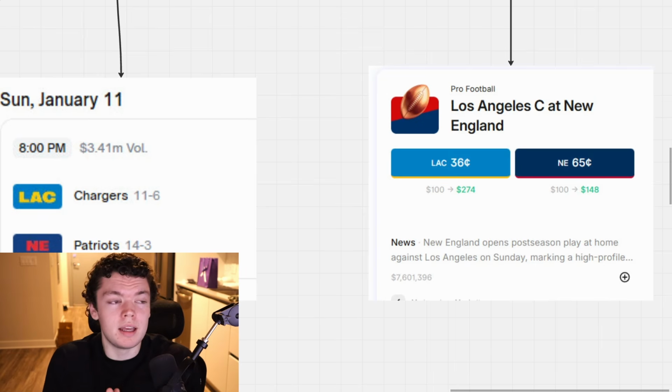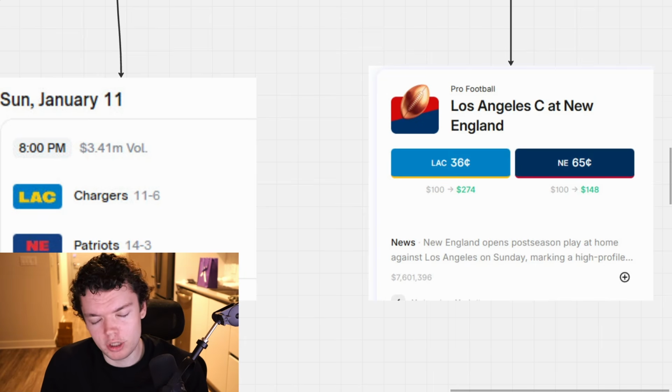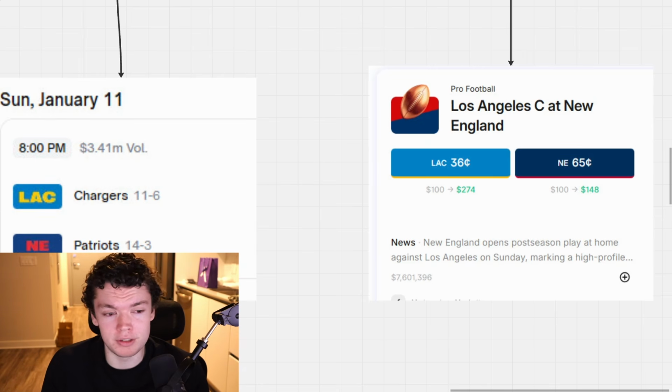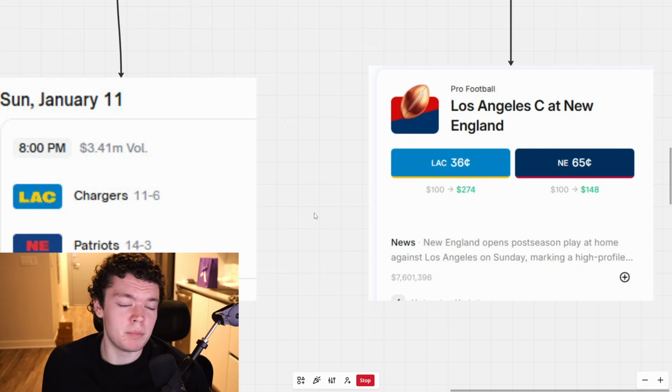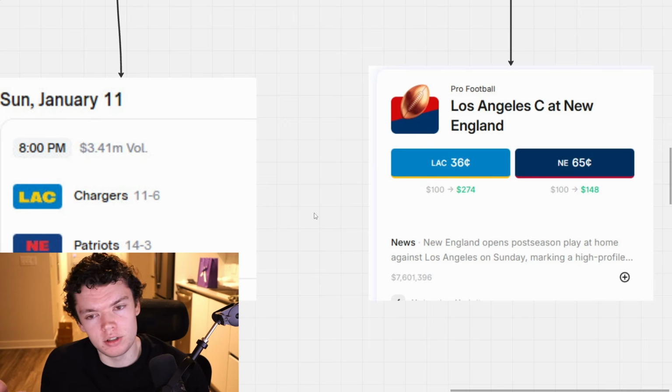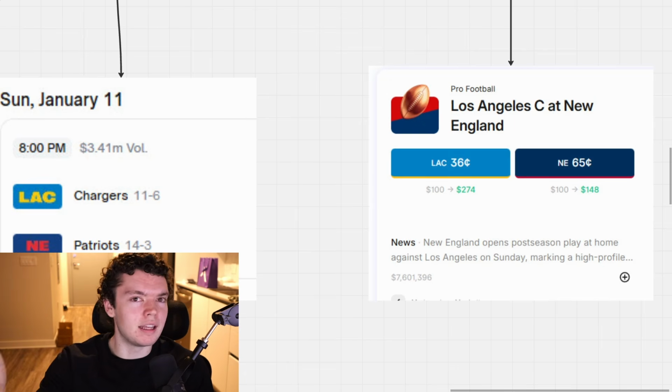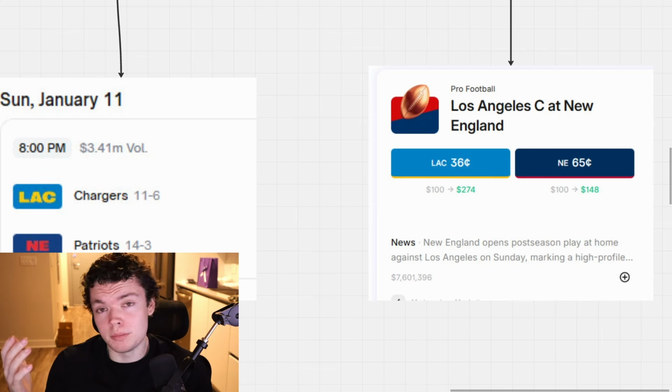Look, there are ways to make money. I know people that make money trading sports on prediction markets. It's not something you should go into and think, oh, I'm going to make money trading NFL, Chargers and Patriots. No. Okay. You're just glorified gambling. You need an edge in any market, and it's very hard to have an edge in a sports market. I made a full video on how to find an edge on prediction markets. It's like my last video.